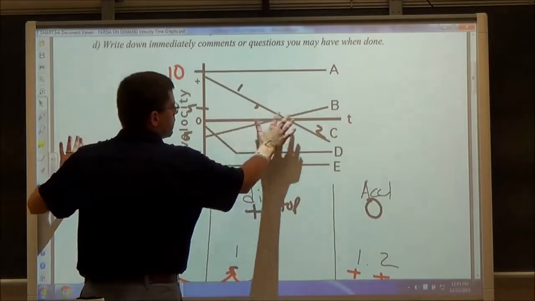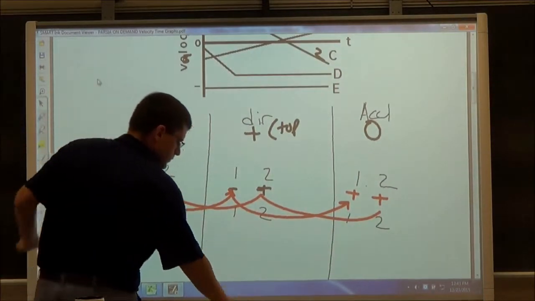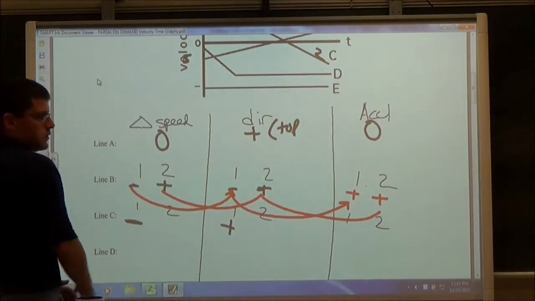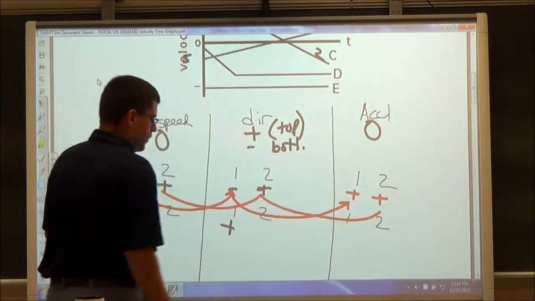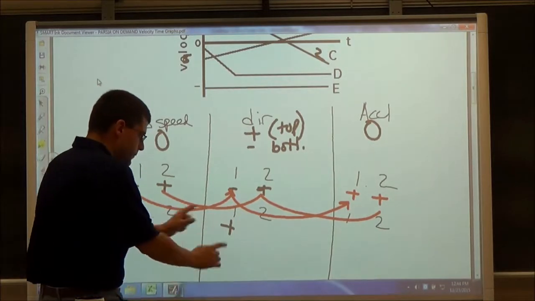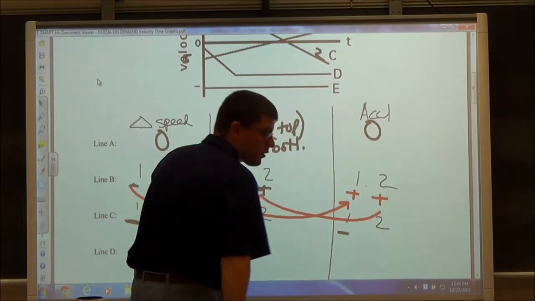Which direction am I in? Which quadrant? Positive quadrant, positive direction, because I'm in the top quadrant. Positive is top, negative is bottom. So I'm slowing down in the positive direction. Negative times positive gives you, for segment 1, negative acceleration.